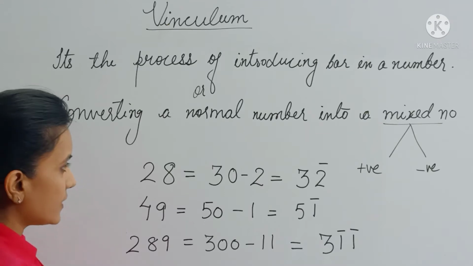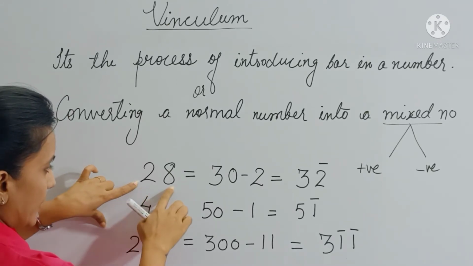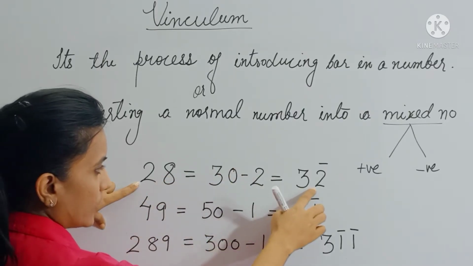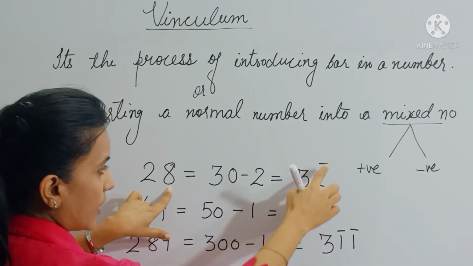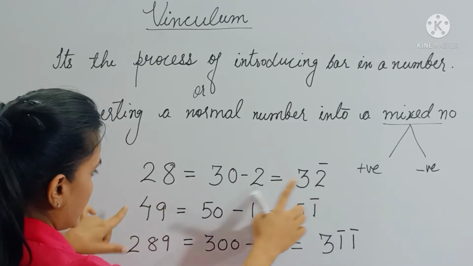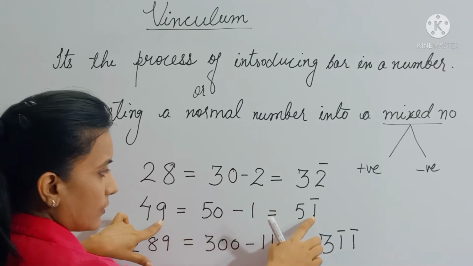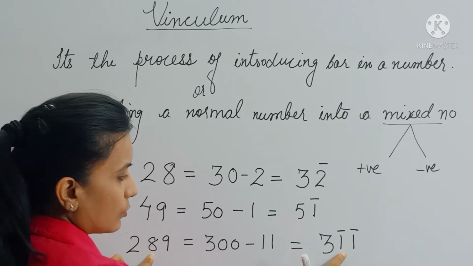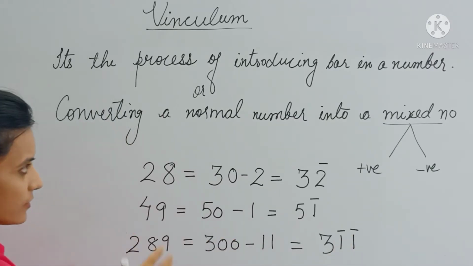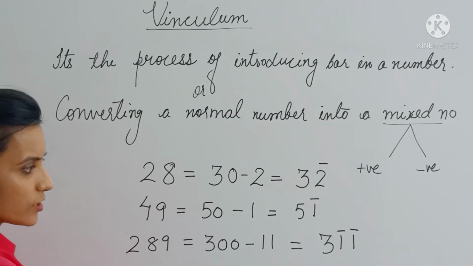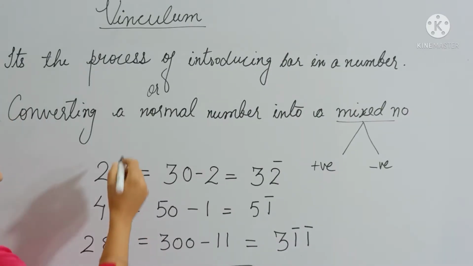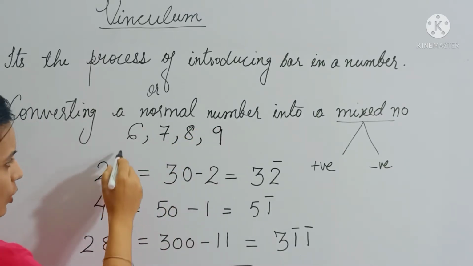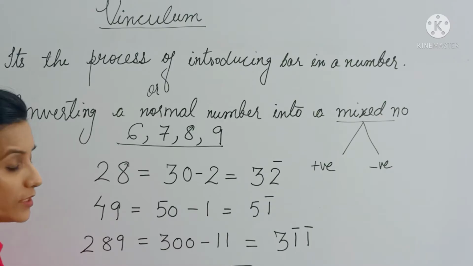So you can check that here. In 28, 8 is a bigger number, right? So here, after vinculating, we have converted 8 to bar 2, right? And here also 9 is converted to bar 1, and in 289, 8 and 9 are converted to bar 1, right? So basically in vinculation, we convert bigger digits to smaller digits. Bigger digits means 6, 7, 8, 9. Okay, so we convert all these digits into smaller digits.